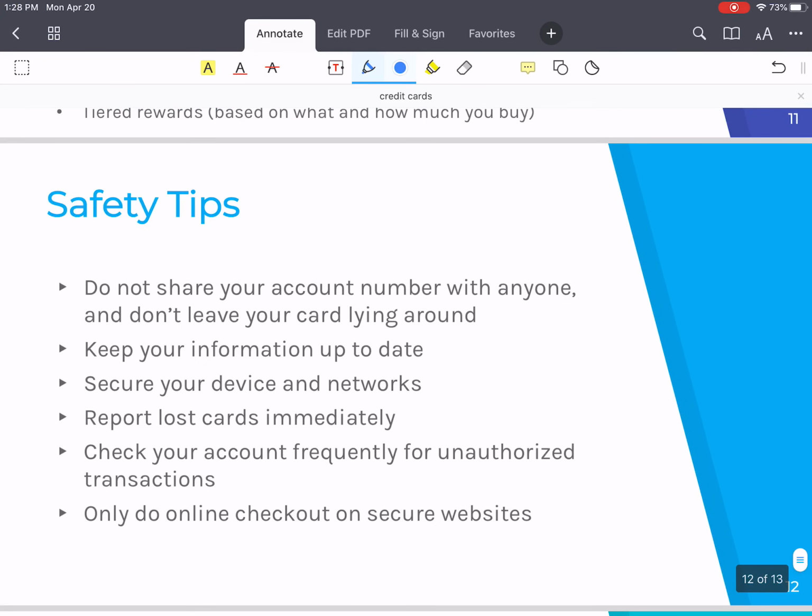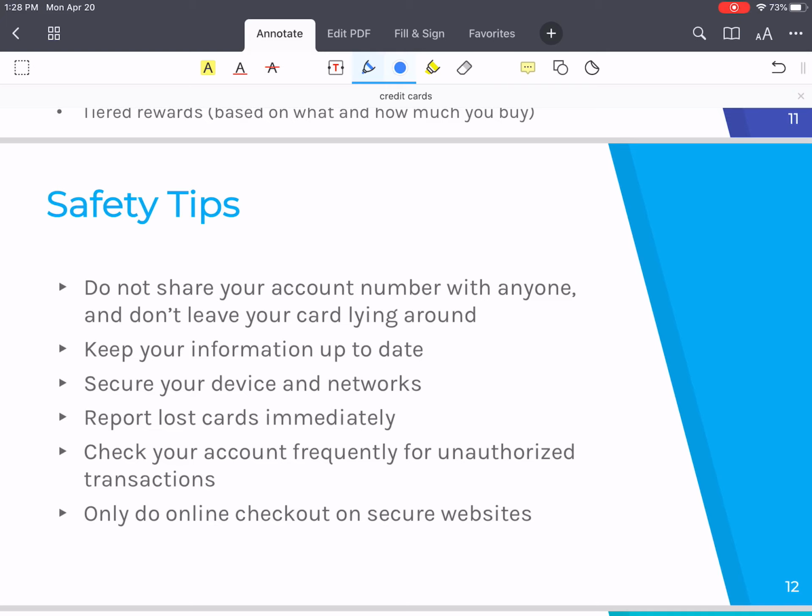Just a few closing ideas. I wish I could talk to you about this in person, but if you feel inspired to get a credit card, or if you have one already, just a few things to keep in mind. I've said a few of them before. Don't share your account with anyone. Don't leave your card lying around. Don't take pictures of your card.